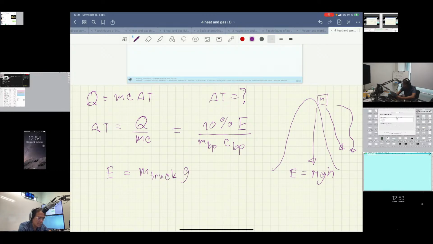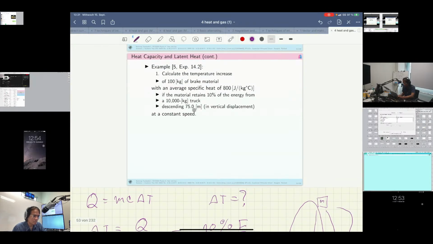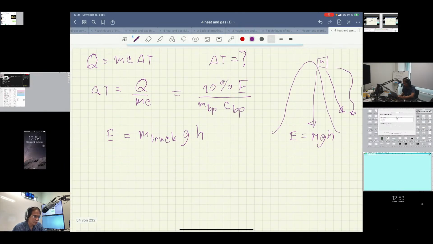And g is the gravitational acceleration on Earth, right? And h is the height of the downhill here. Yeah, it's of 75 meter height. So delta T again will be 10%. m is the mass of the truck, right? It's 10 raised to power 4 kilogram, right?